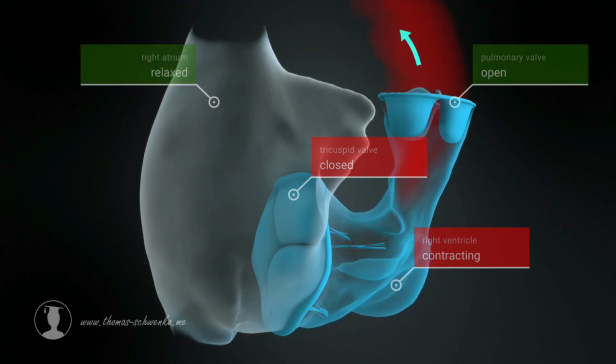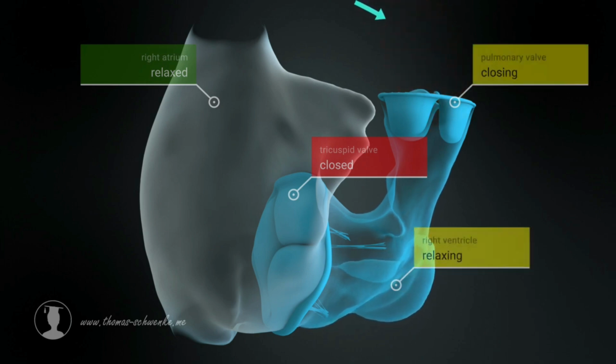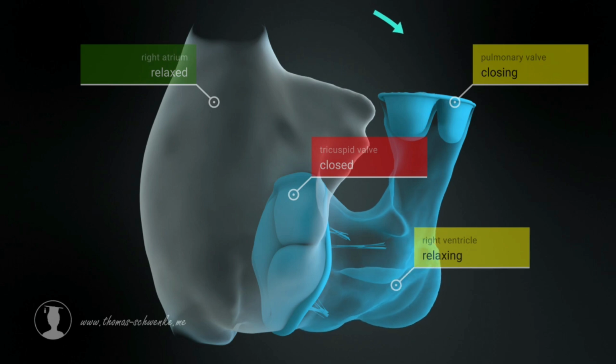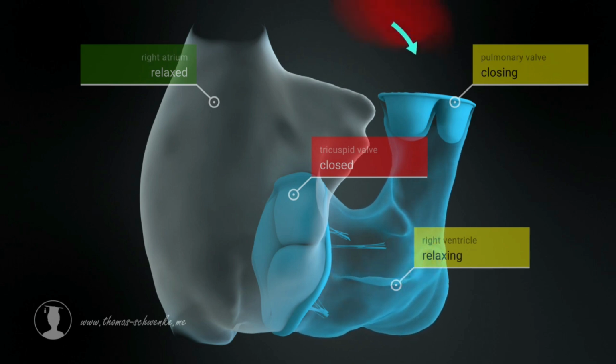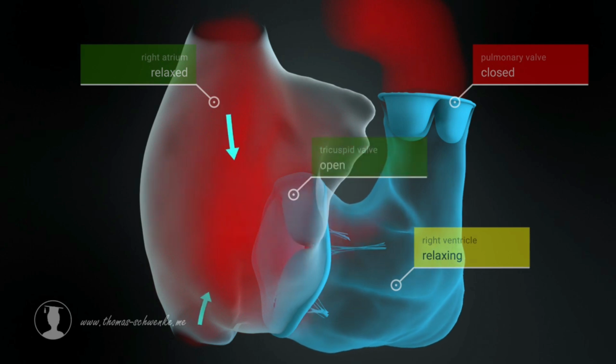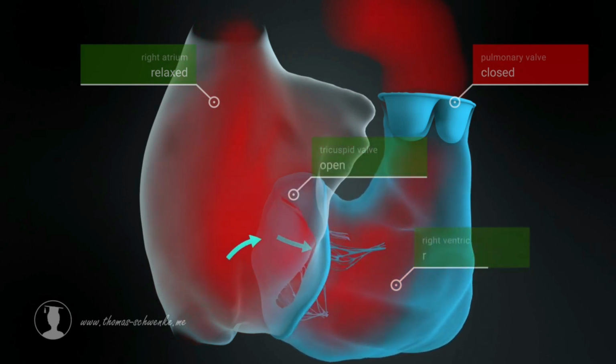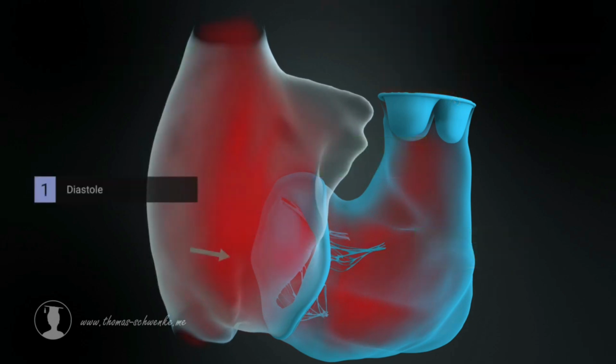artery. When the ventricular muscles relax again, the pressure inside the ventricle drops. This causes the pulmonary valve to close, as the pressure in the pulmonary artery is higher than the pressure inside the ventricle. The tricuspid valve opens, allowing blood to flow from the atrium into the ventricle. Now the cycle begins again.